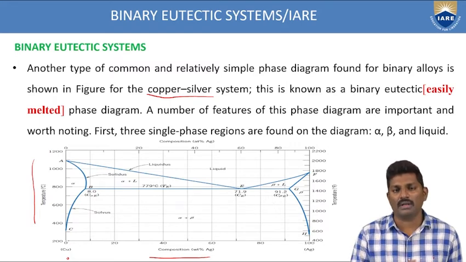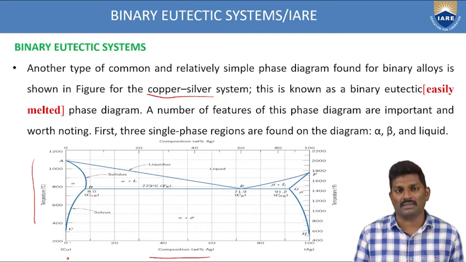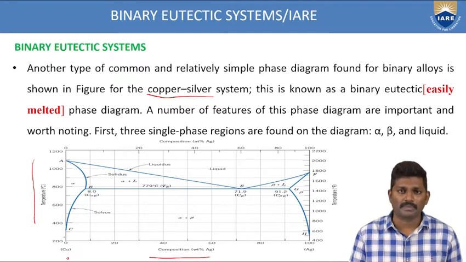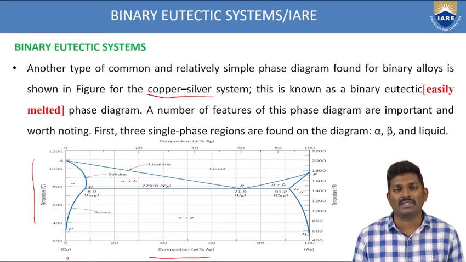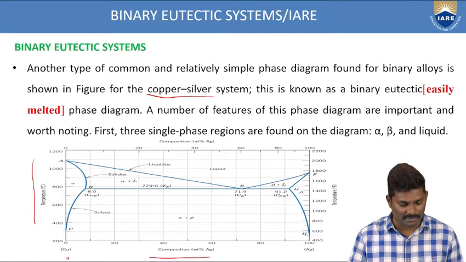And if you go to the right side, what is happening? Copper is increasing from 0 to 20, 40, 60, 80 and 100. If it is increasing in this way, what is happening to the silver? It will decrease from right to left. That is the thing we have to observe. At the x-axis, the composition refers to both the materials, the copper as well as the silver.